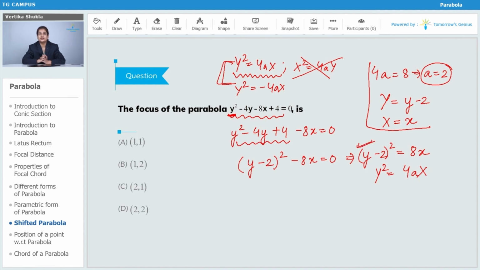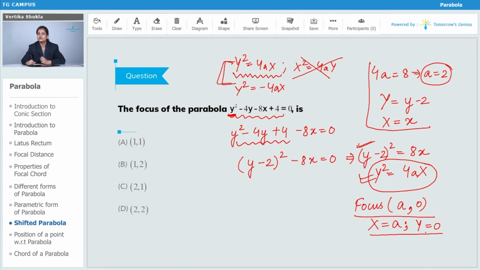Now what is it asking you? It is asking you the value of the focus of the parabola. For the parabola y square is equal to 4ax, we know that the coordinates of focus are given by a comma 0. These are the coordinates of focus when the parabola is of the form y square is equal to 4ax. If the coordinates of the focus are a comma 0, we can say that capital X is equal to a and capital Y is equal to 0. These are the coordinates of your focus.